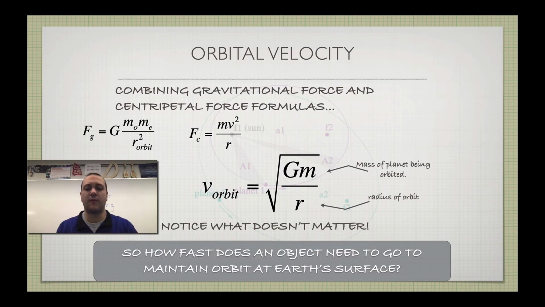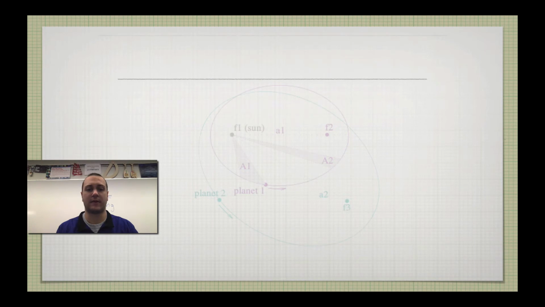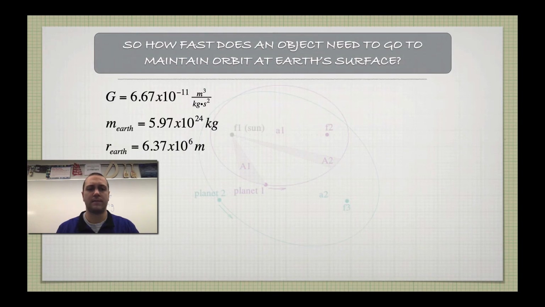So if an object were on Earth's surface, how fast would it need to move in order to maintain orbit at the surface? Not off the surface, not on top of a mountain, but on the surface. How fast would it need to be traveling? So what we know is big G. We always know big G. We know the mass of what is being orbited, that would be the Earth. And we know the radius of the Earth. And because we're maintaining orbit at the surface, the radius of the Earth is going to be the radius of the orbit.